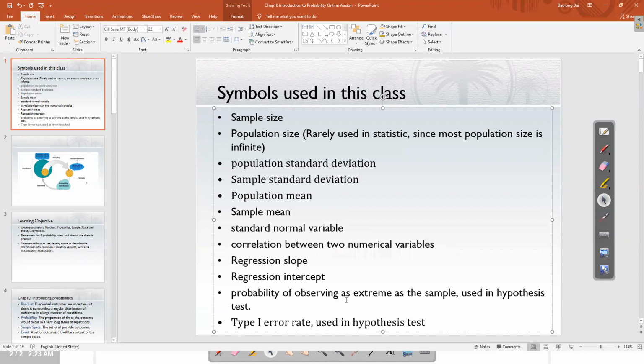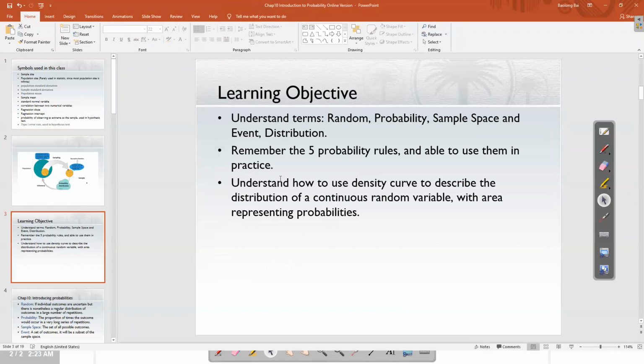And then the probability of observing a sample as extreme or more extreme than the sample collected in a hypothesis test, that's the p-value. And then the type 1 error rate is alpha. So p-value and alpha, they're both probability values being used in hypothesis tests. By comparing them, we're making decisions, right?